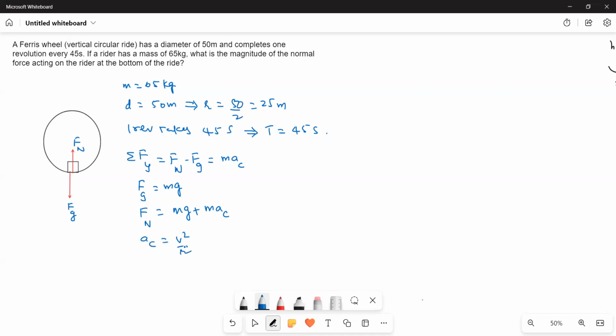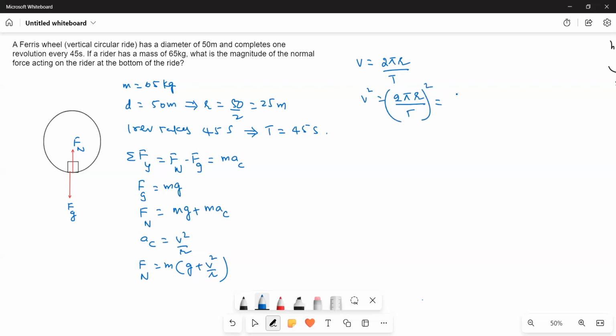Therefore, Fn is equal to m times (g plus a_c). Instead of a_c, I will write v squared over r. Now what is v squared over r? v is equal to distance over time. Distance here is 2 pi r, and time is the time period T. So v squared is equal to (2 pi r over T) whole squared.